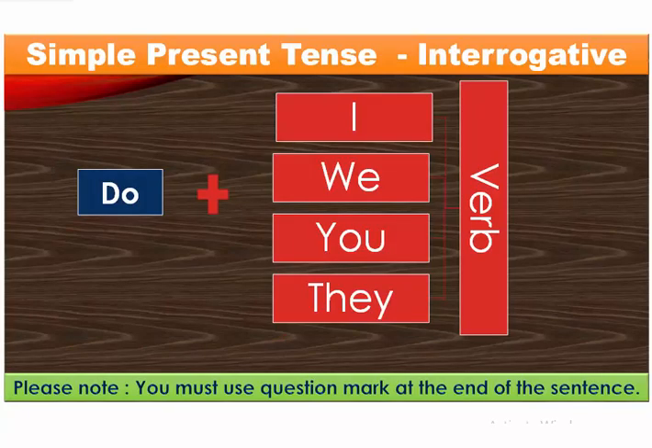Now let's move to the simple present tense interrogative form. Interrogative form means it's a question. We are going to ask a question. Simple present tense interrogative. A simple formula for it. You can see the formula. There's a format here.